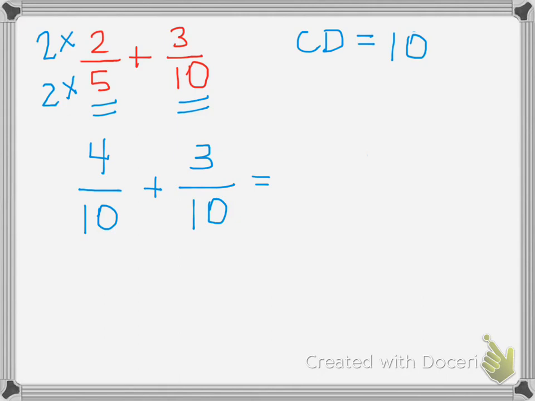Now I can add my fractions because they have the same denominator of 10. When I add fractions, my denominator stays the same. That does not change. And I add the numerators. 4 plus 3 gives me 7. At the end here, I'm going to check to see if I can reduce. Does 7 and 10 contain any common factors? And they don't. So 7/10 would be my answer here.